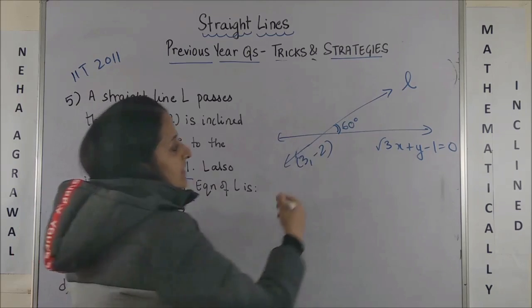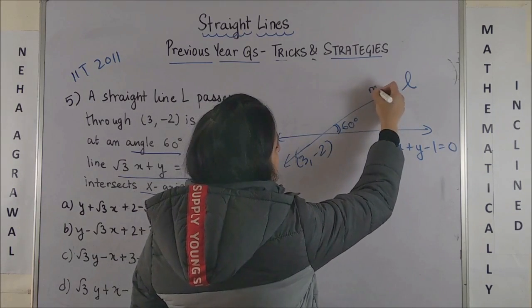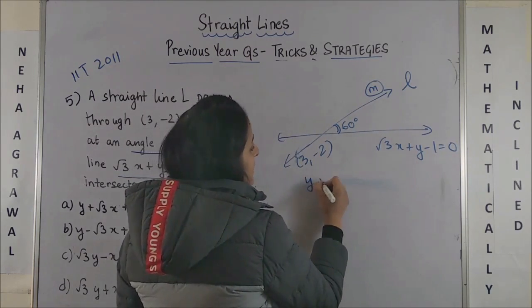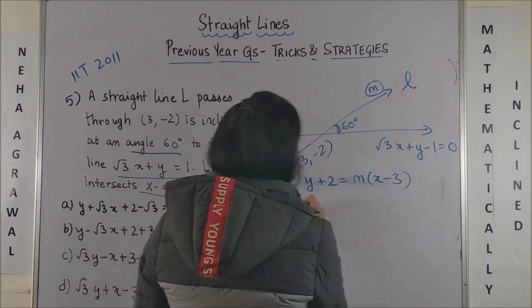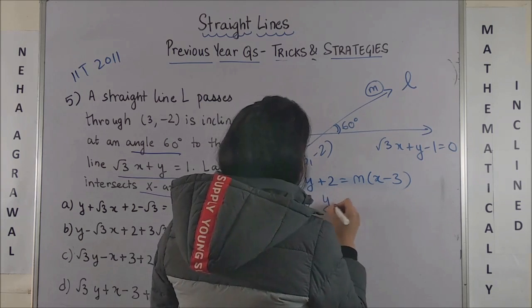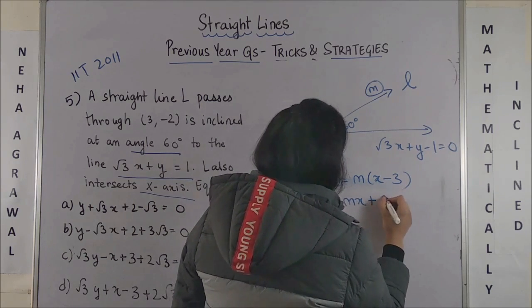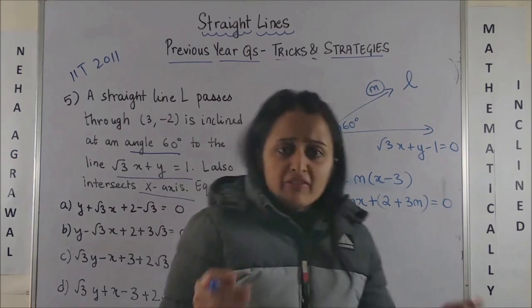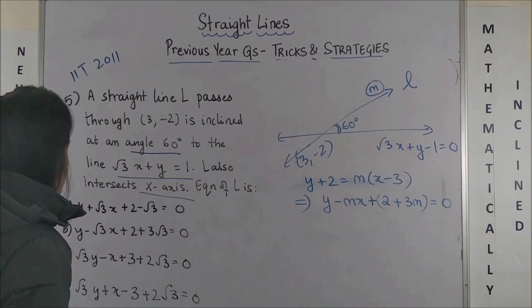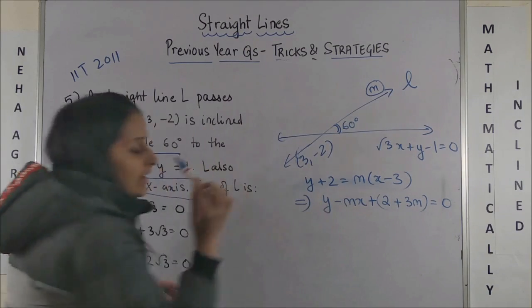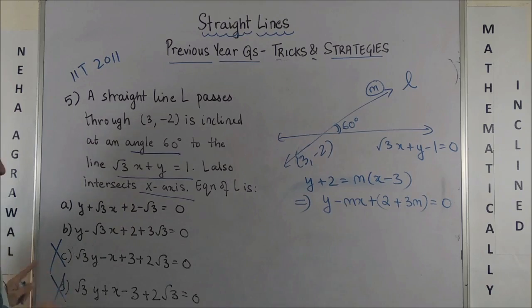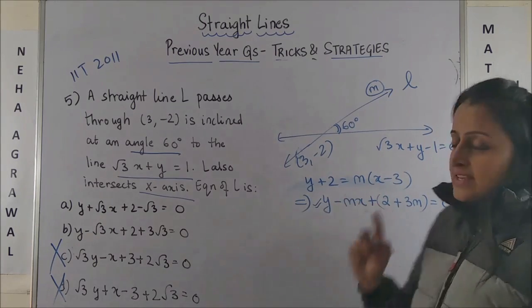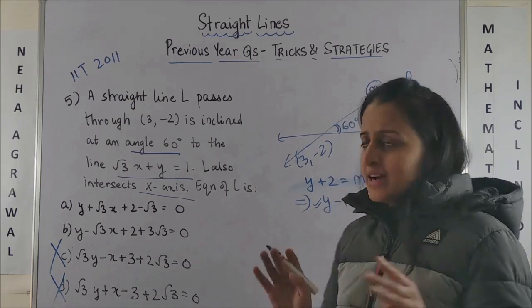First of all, suppose this is the line L whose slope I assume to be m. Making use of your point slope form, this would be y plus 2 is equal to m times x minus 3. On simplifying, you would get y minus mx plus 2 plus 3m is equal to 0. This is how my equation would look. Why did I do this? Now have a look at the options you are given. Certainly you know the coefficient of y is 1. That means C and D are not going to be the answers for sure because these have root 3. So a very high chance is that B could be the answer. But let's not be in a hurry and check.